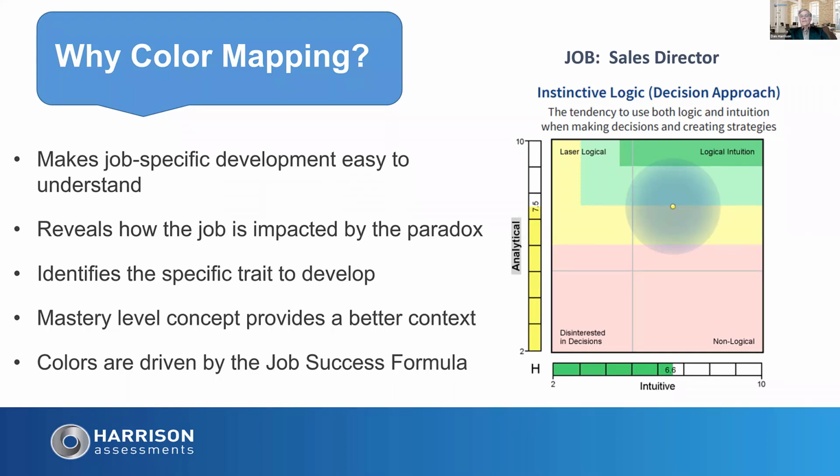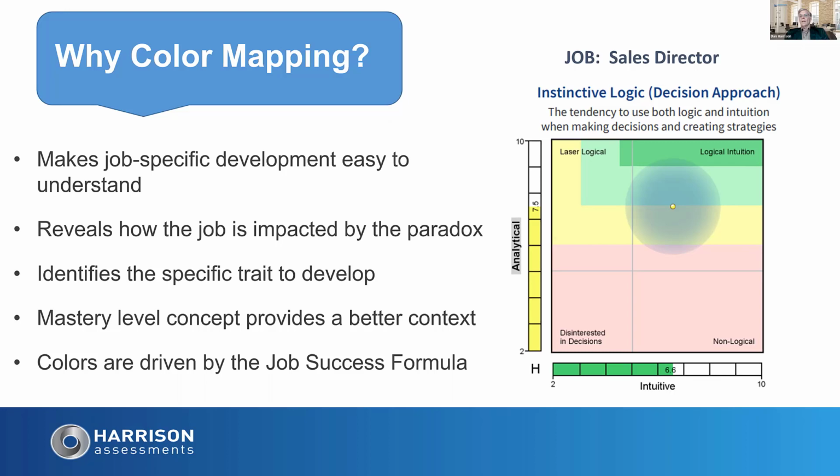So you can see in this example that analytical is high. This is for a sales director, the job. And analytical is an essential trait. And you can see that the green is located at the top. But intuitive isn't necessarily highly needed. It could be a plus, it could be a bonus, but it isn't necessarily highly needed for this particular job. So you can see that the bar on the intuitive trait is green, and the bar on the analytical trait is yellow.